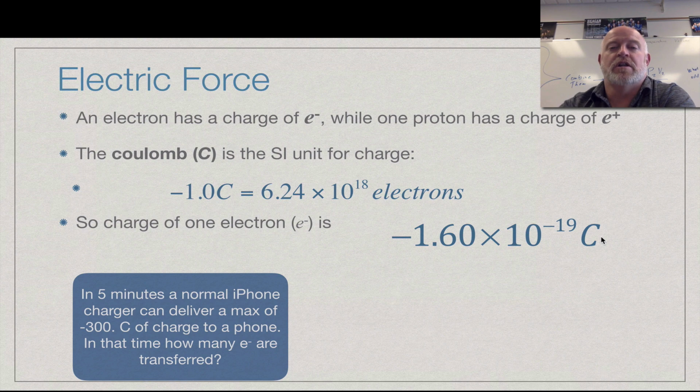Okay, let's do a quick little practice problem. Make sure we have this down. In 5 minutes, a normal iPhone charger can deliver a max of negative 300 coulombs of charge to a phone. Okay, this is actually true. That's how the iPhone charger works. In that time, how many electrons are transferred?